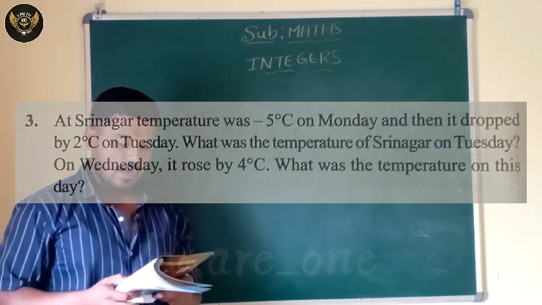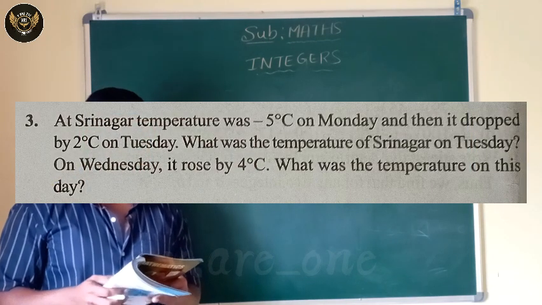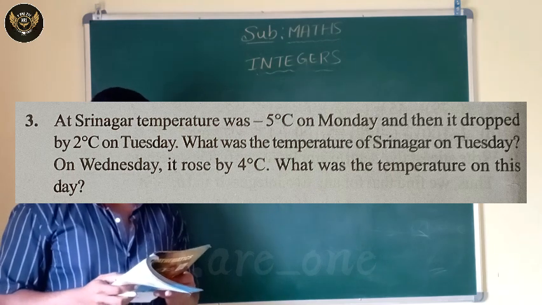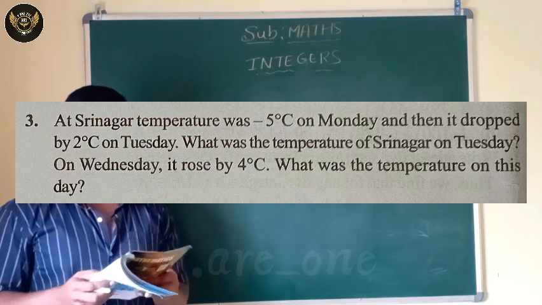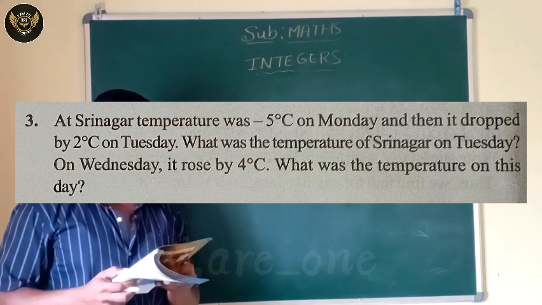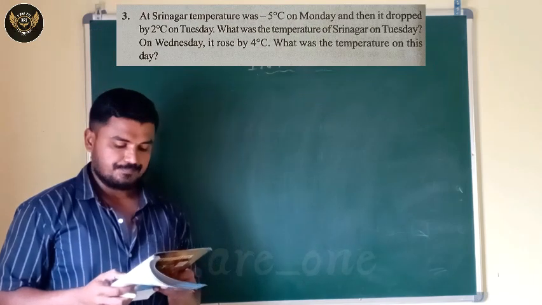Next, third question. At Srinagar the temperature was -5 degrees Celsius on Monday and then it dropped by 2 degrees Celsius on Tuesday. What was the temperature of Srinagar on Tuesday? On Wednesday, it rose by 4 degrees Celsius. What was the temperature on this day?